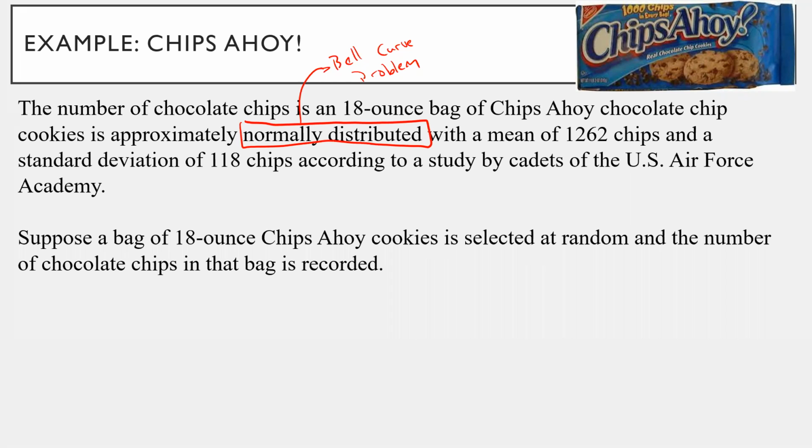So not every bag is going to have the exact same number of chips, but what they tell you right here is they give you the mean. Oh, let me go back, sorry. They give you the mean. So on average, there were 1,262 chips in each bag. That's pretty good. And a standard deviation, sigma, of 118 chips. Okay, that's just some information that gives you right off the bat.